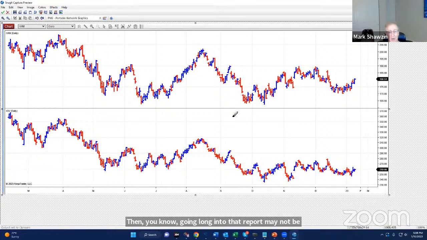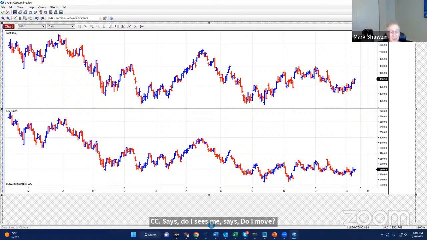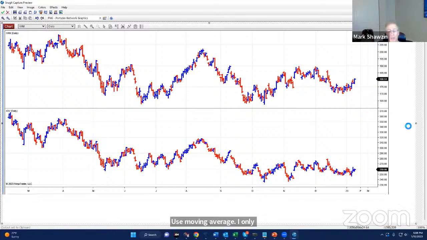So again, the markets just pivot and rotate around certain technical levels. So the markets will move ahead of the information. CZ says, do I use moving averages? I only use exactly what you see on this chart here.